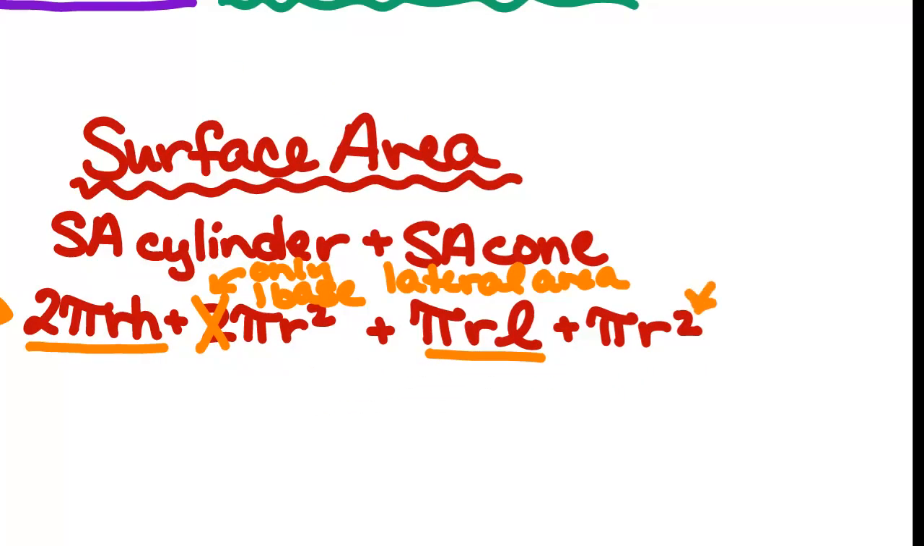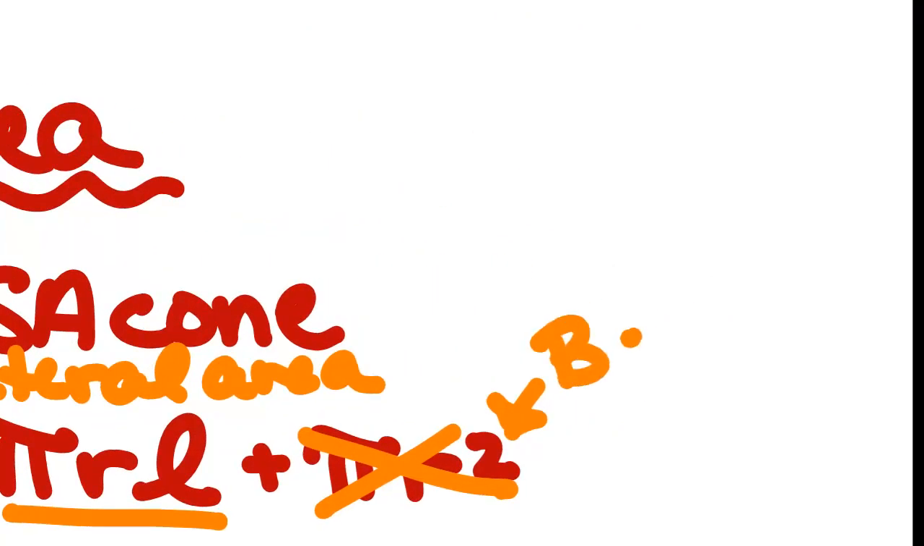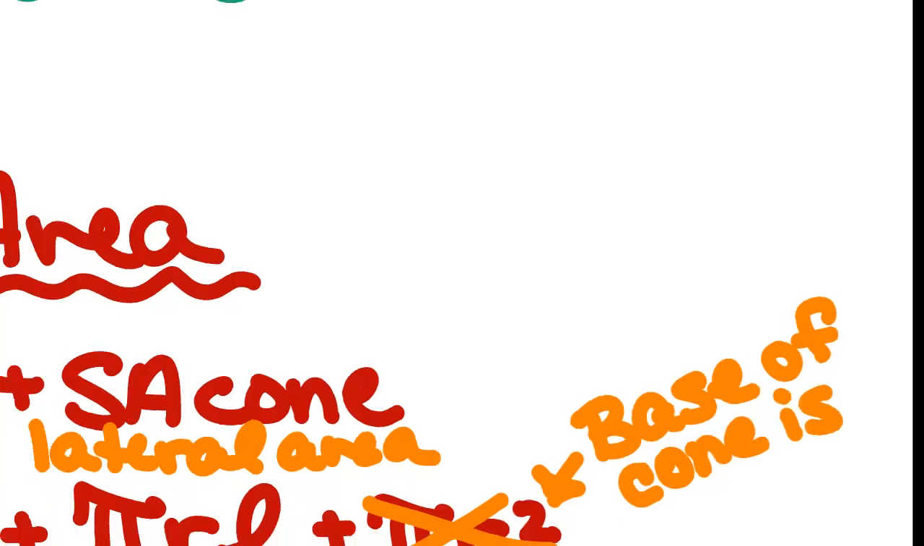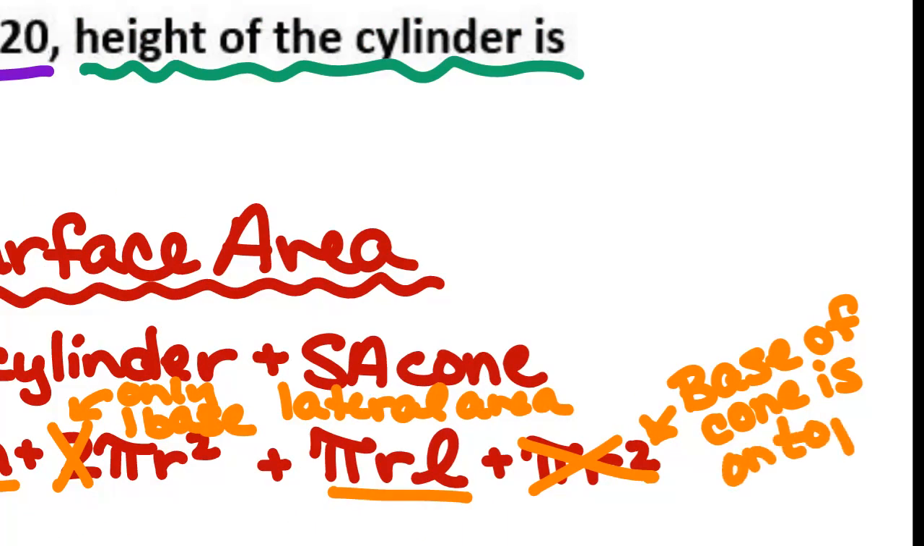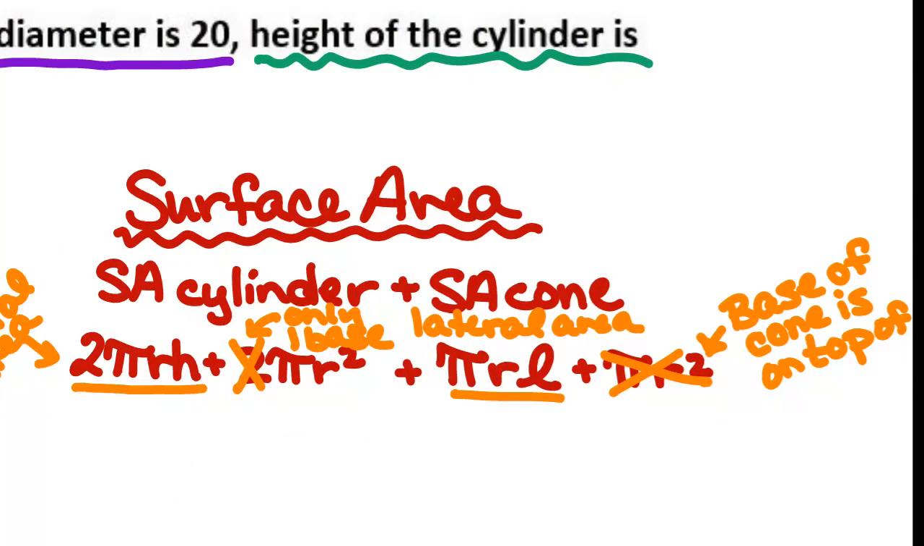And so this is my base. Do we want to include the base of the cone in our surface area? Would it be covered with paint if I were to paint this object? Is the base of the cone on the outside of my figure? No, so we are not going to include this part. Base of the cone is on top of the cylinder.